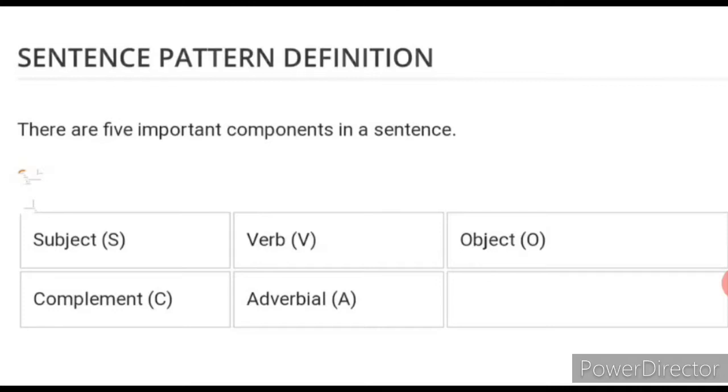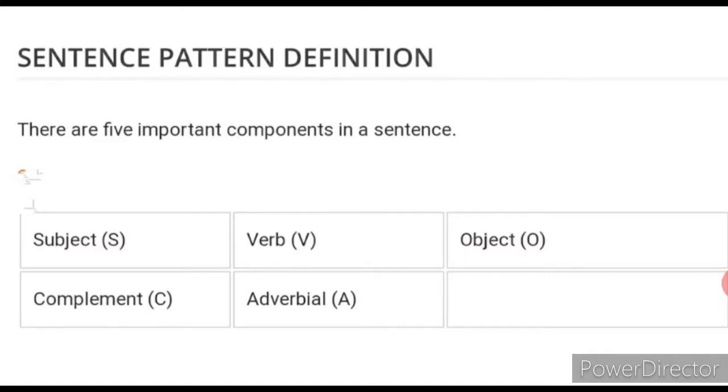I gave Rosie a pen. So to whom did you give a pen? To Rosie. So I is the subject, gave is the verb, Rosie is the indirect object, a pen is the direct object. Okay children, I hope you have understood what is subject, verb and object.